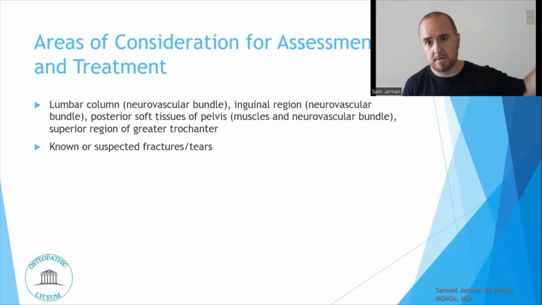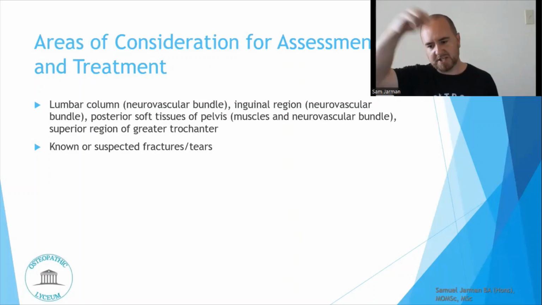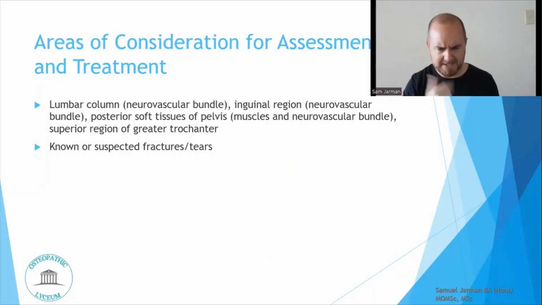As we've noted already in this discussion, your areas of consideration for assessment and treatment are the lumbar column, so the neurovascular bundle, and the inguinal region with respect to the neurovascular bundle, more vascular, especially with the TFL and the anterior fibers of glute min and glute med, and the posterior soft tissues of the pelvis, the muscles and the neurovascular bundle. So as I said, you just kind of run around the trochanter and the superior region of the trochanter, and to the inguinal region and the anterior soft tissues of the thigh, and you'll probably have gotten what you need to get with respect to hip abduction.